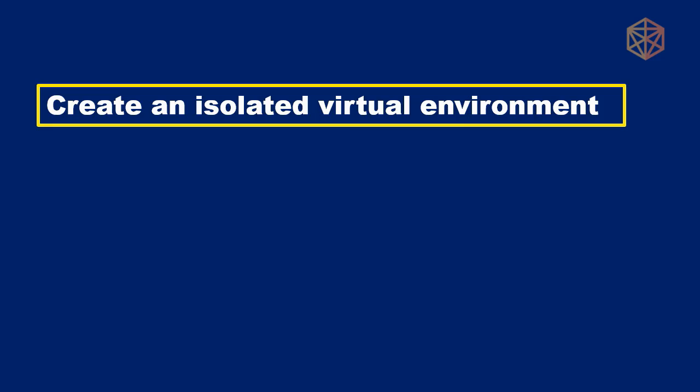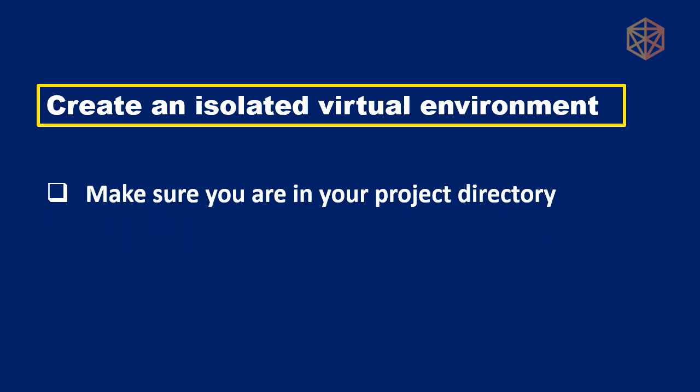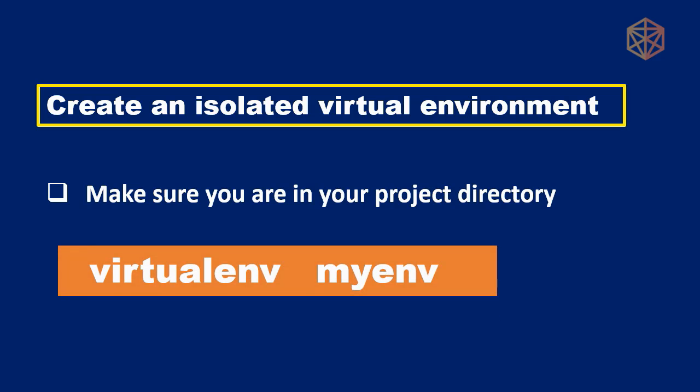To begin, make sure you change directory to your project directory, and then you type in the command that will create an isolated development environment. So this is a command. You type in virtualenv, that is the virtual environment package. You do a space and then type in the name of your virtual environment. In this example, myenv will be the virtual environment.